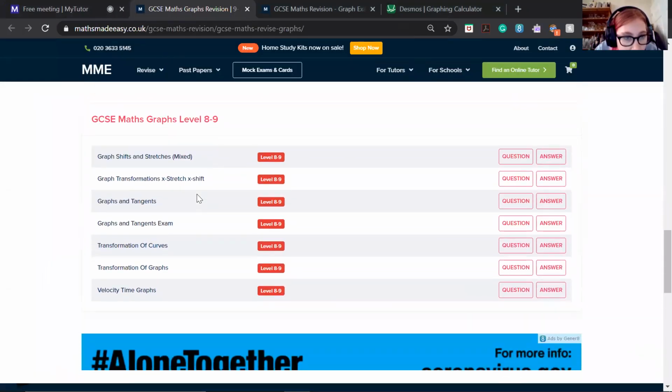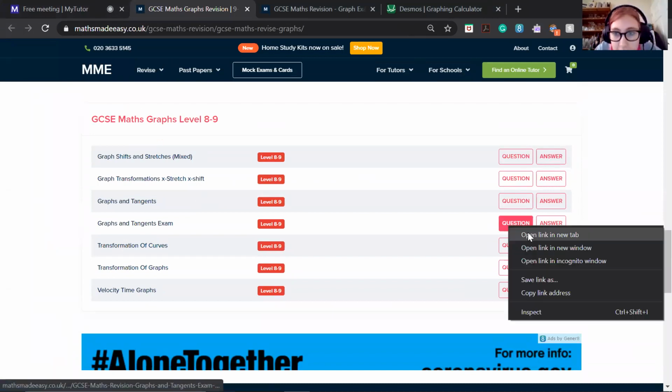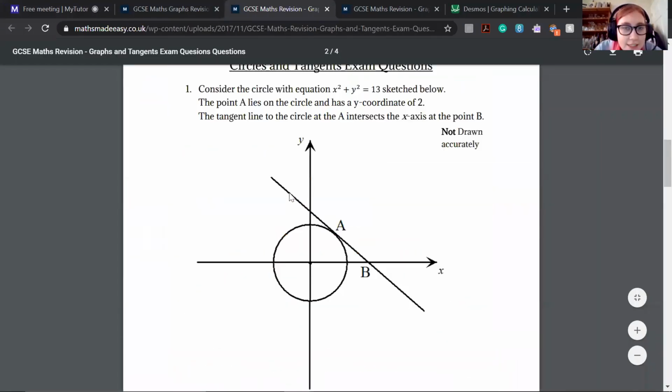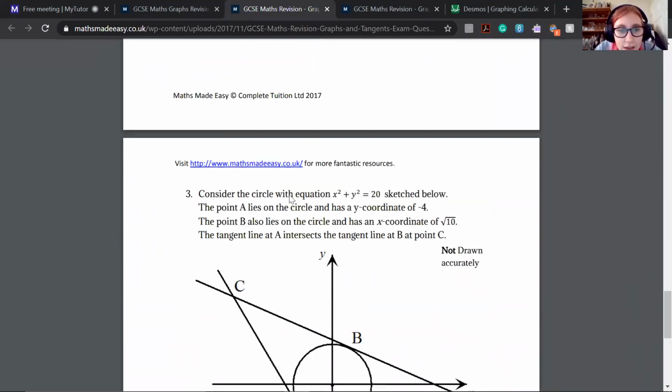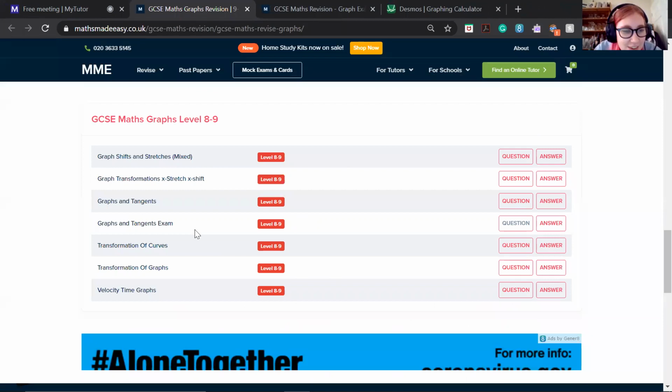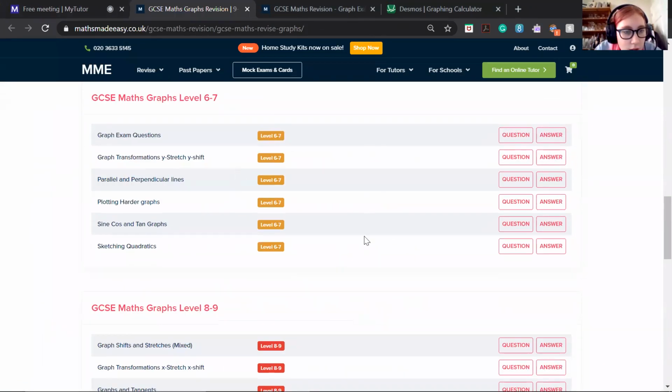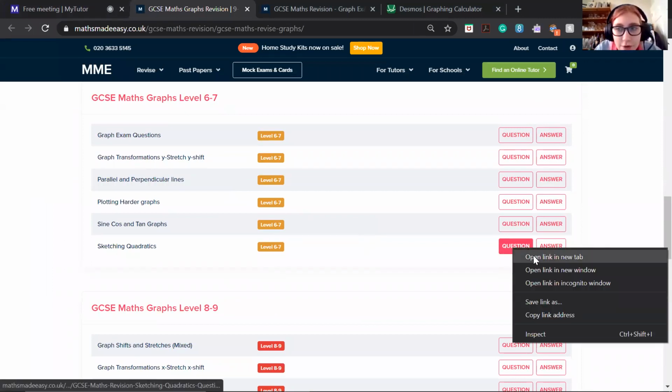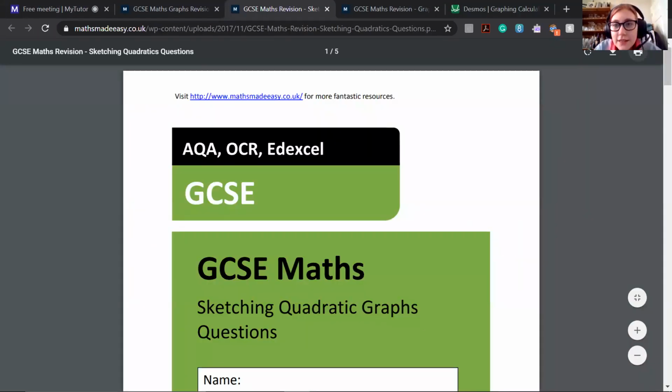Let's have a look at graphs and tangents. Let's have a look at some level 8 and 9 questions, because I think you guys can get this. Oh no, right, no, we're not those, because we're covering that next week, so maybe not. Oh, here's a whole sheet called Sketching Quadratics, so let's have a go at one of these.